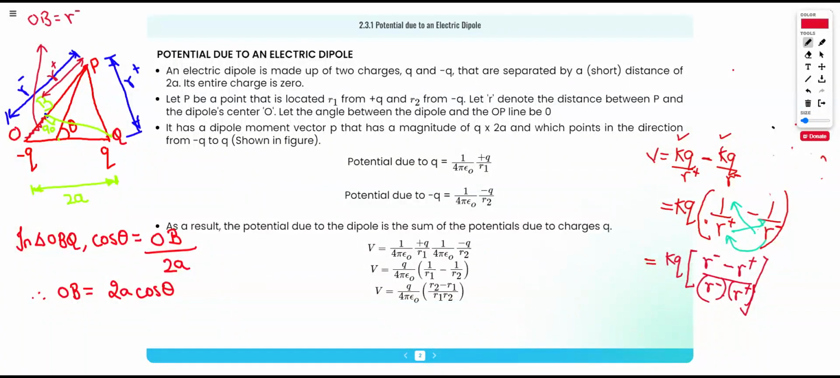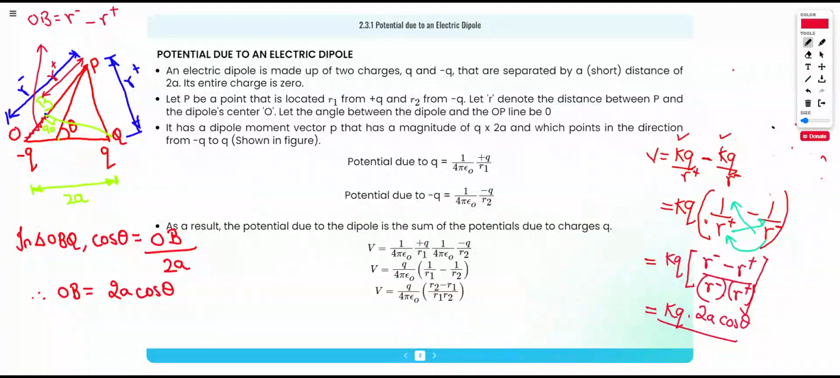OB will be R negative minus R positive. That means in place of this, can I write OB? Yes, I can write OB. In place of OB, can I write 2a cos theta? Yes, we can write 2a cos theta. So this will be equal to KQ into 2a cos theta over R negative and R positive.